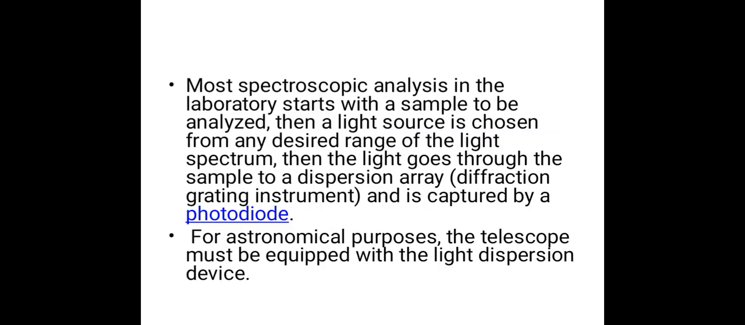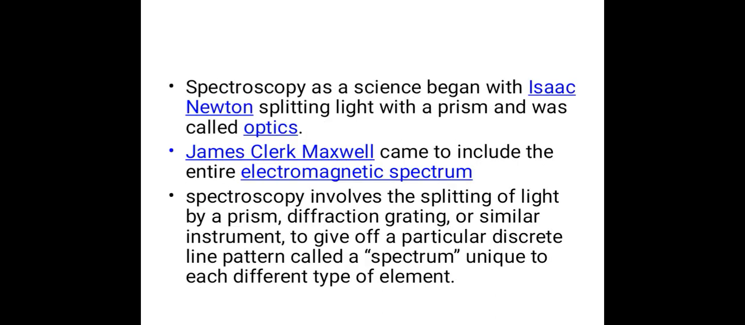Most spectroscopic analysis in the laboratory starts with the sample to be analyzed. Then a light source is chosen from any desired range of the light spectrum. Then the light goes through the sample to a dispersion array or a diffraction grating instrument and is captured by a photodiode. And for astronomical purposes, the telescope must be equipped with a light dispersion device.